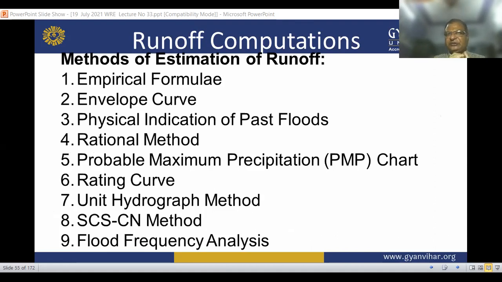Now, methods of estimation of runoff: empirical formula, envelope curve, physical indication of past floods, the rational method, the probable maximum precipitation (PMP) method, rating curve, hydrograph method, SCS-CN method, and flood frequency analysis.